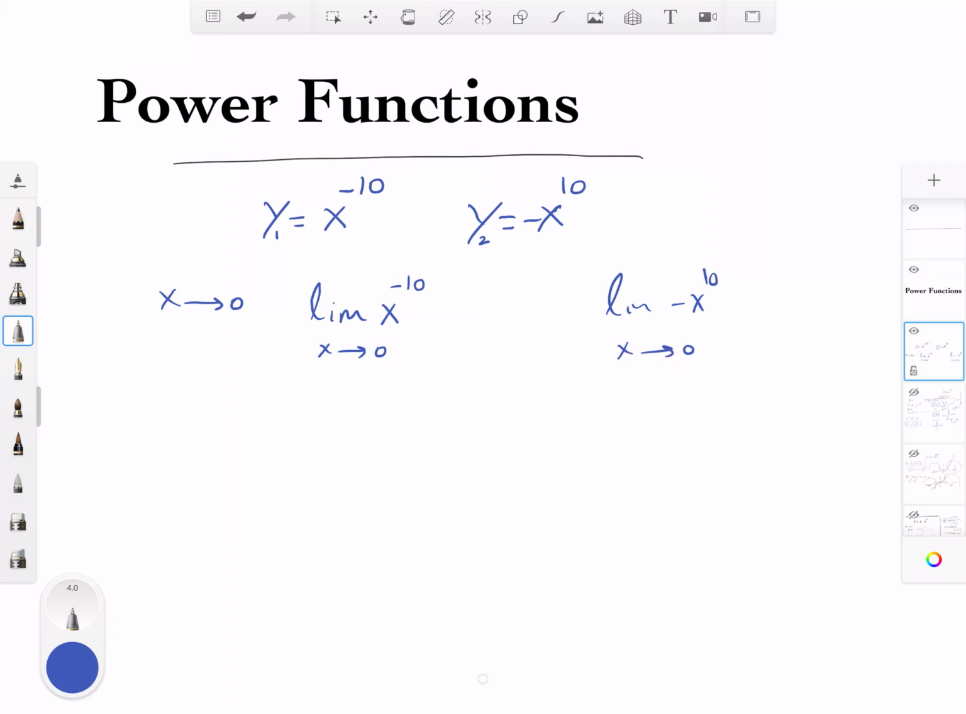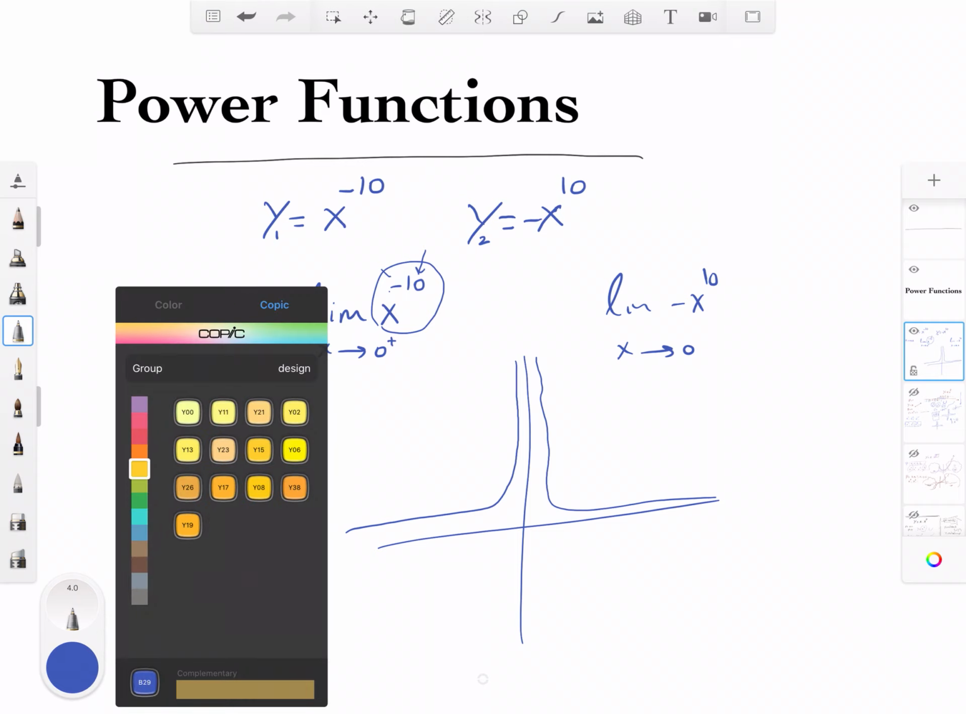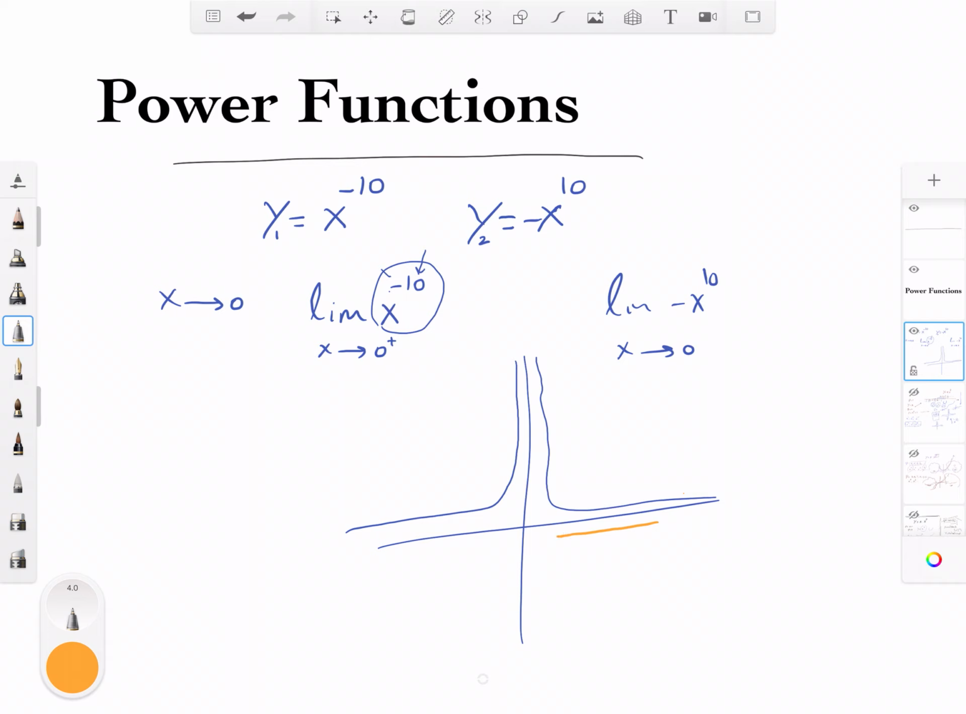In order to answer this, we need to graph it. X to the power of -10, so we're dealing with an even negative number. So the graph will be something like that. They should say from positive. So from the positive direction means we're going to go from this direction to 0. When you're closing in on 0, the value of y will go all the way to positive infinity. It goes to positive infinity.